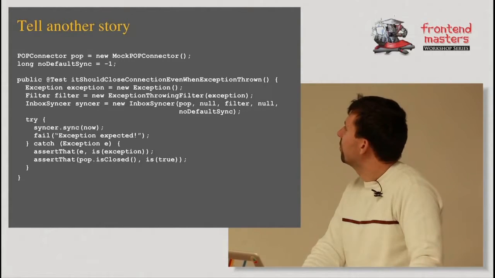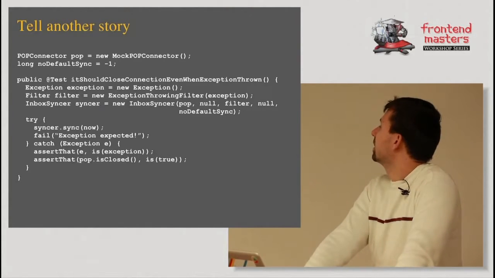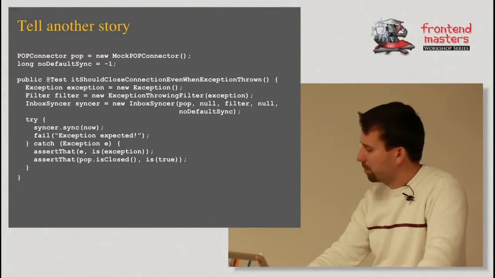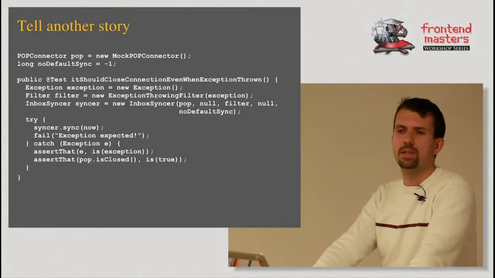Similarly, I can do the same exact thing for "it should close the connection even when an exception is thrown." I can make a fake exception. I can take the filter dependency and turn it into a filter that throws exceptions in order to simulate this. I can then create the syncer and pass in nulls, basically saying, look, you don't need these other objects in this particular test. You're not even going to get there because the exception is going to be thrown before you get a chance. So whatever the failure is, it's not going to be in those objects. So why make them? And then I can write a test that says the exception that was thrown is of the specific type that I expected.